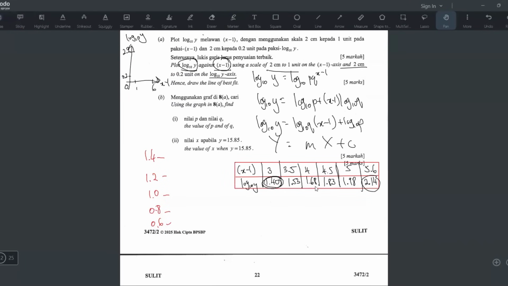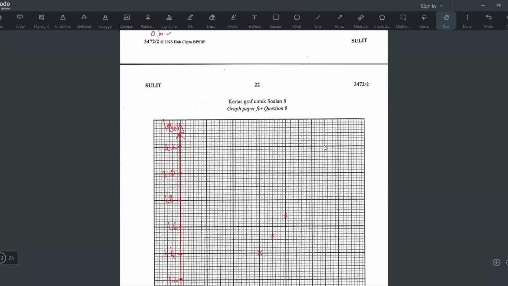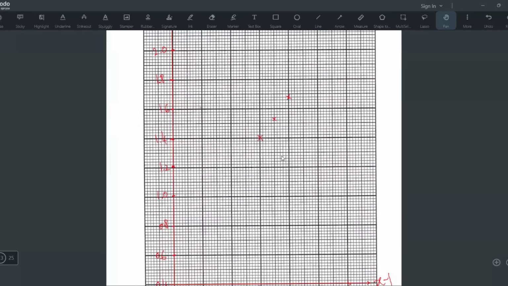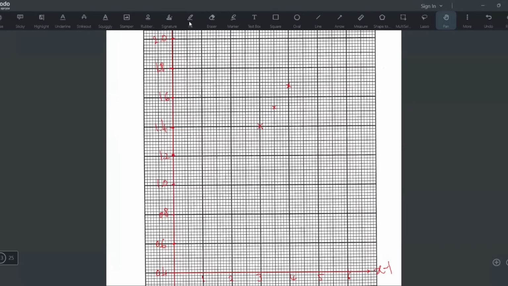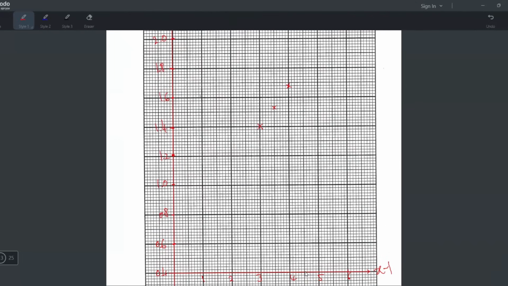Now 1.68, sorry. Okay, now next one, 4.5, 1.83. So let's go. 4.5 dekat mana? Okay, 4.5 is 4 and 5 punya middle. And then 1.83 okay, you can go until 1.8 and then naik 1.5. Yeah, because 1.8 naik 1 kotak is 1.82 and then naik lagi half is 1.83.